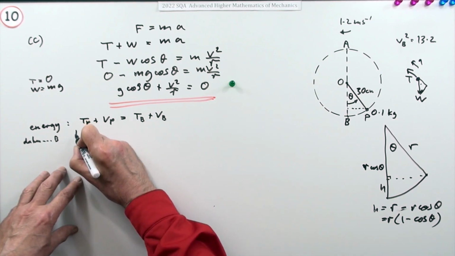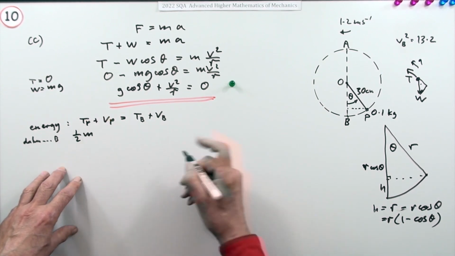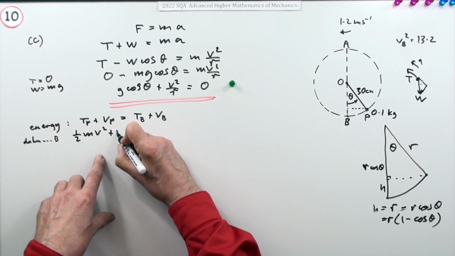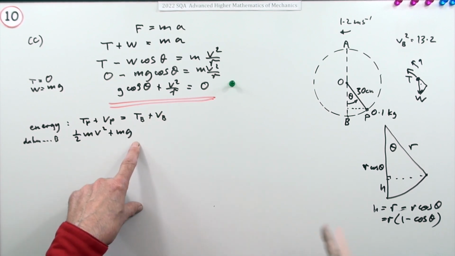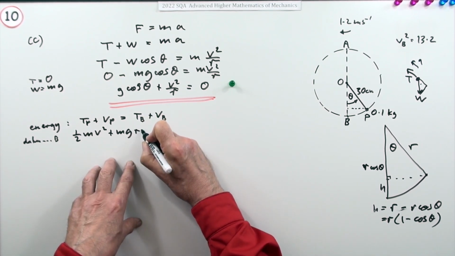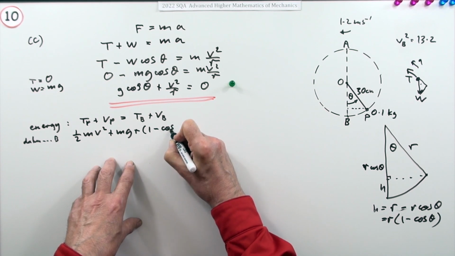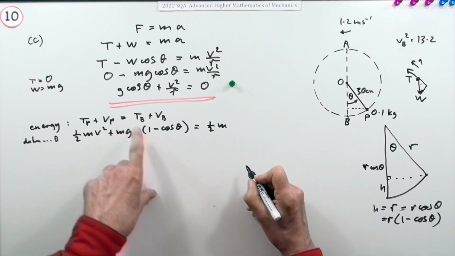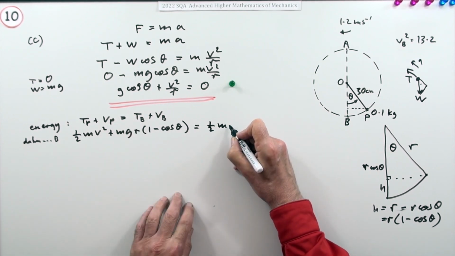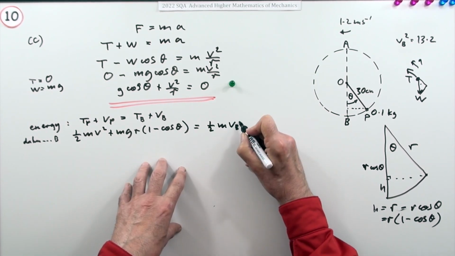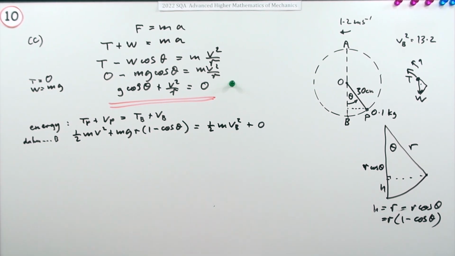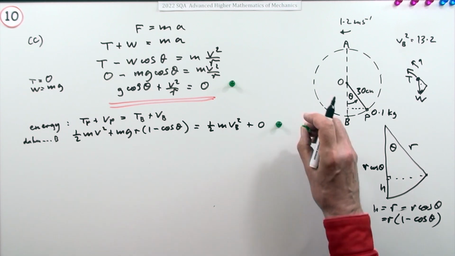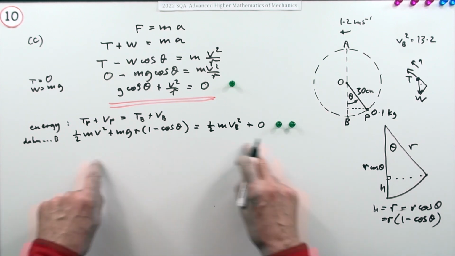So that says I've got a half m, and I'm just going to call that v for that one, plus mgh, and h is this, mgr times 1 minus cos theta, will equal a half m vb squared, plus 0. Now, I think there's a couple of marks for doing that, for considering the kinetic energy and considering the potential energy. I've just done them both in one line.